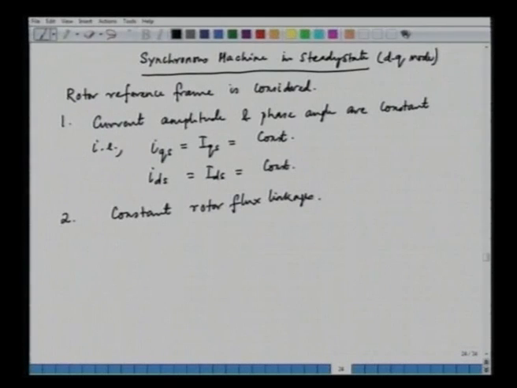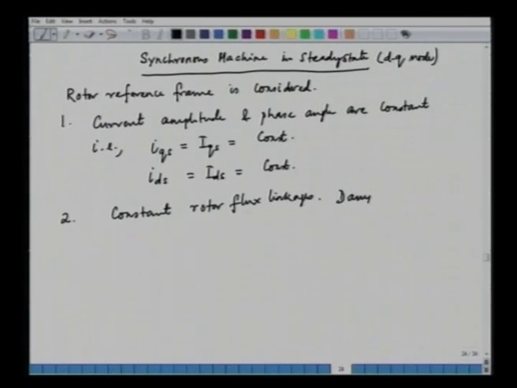So, this implies the damper winding currents to be equal to 0, because if the flux linkages in the rotor are constant, the damper windings do not have any current. So, IKD is equal to IKQ equal to 0. So, we can say here that damper winding currents are 0. This implies damper winding currents are 0. So, which means IKD is equal to IKQ is equal to 0.